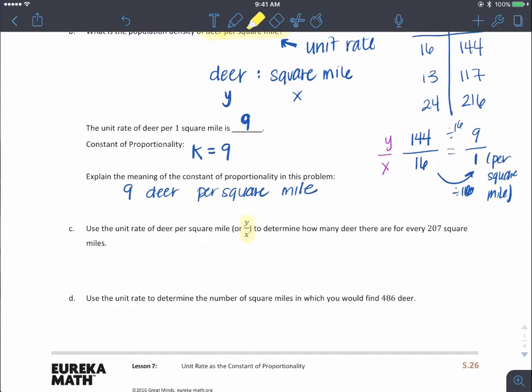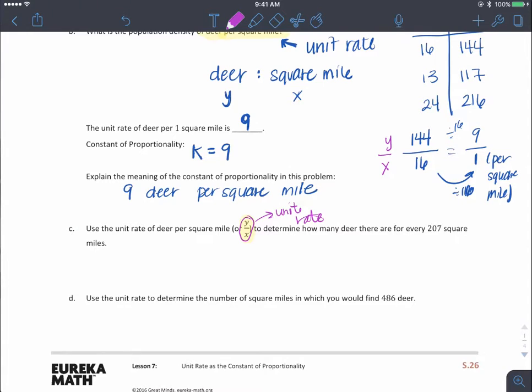Okay? And we can use that unit rate. That'll give us our unit rate. So that's something to keep in mind. Okay? So this is going to be our unit rate. And you should see that because we've been doing division to get what we need to multiply things by. Alright? So you should be able to use the unit rate to determine how many deer you could find in a 207 square mile area.